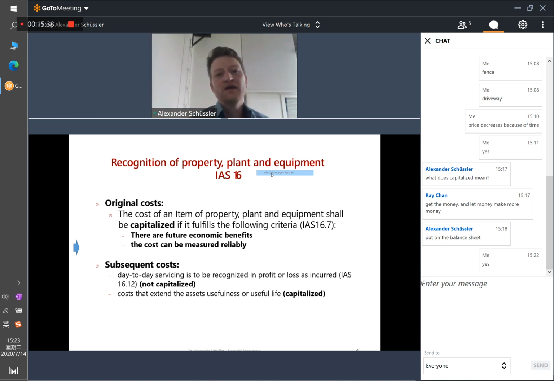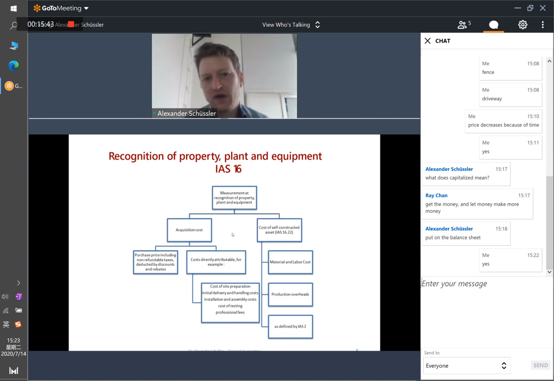When we acquire an asset, like a machine or a building, then we put on the balance sheet the purchase price, which is the most important element, including non-refundable taxes, deducted by discounts and rebates. So essentially we put it on the balance sheet with the purchase price. Of course, when we get a rebate, we have to deduct it.